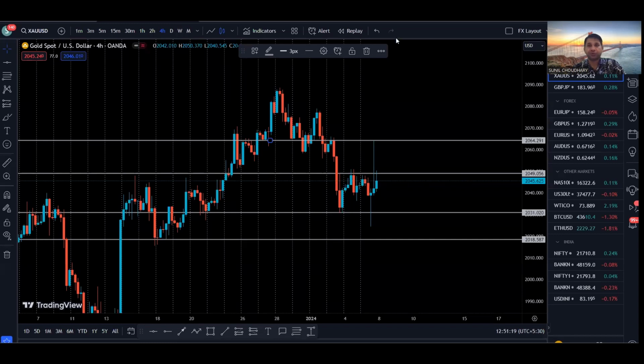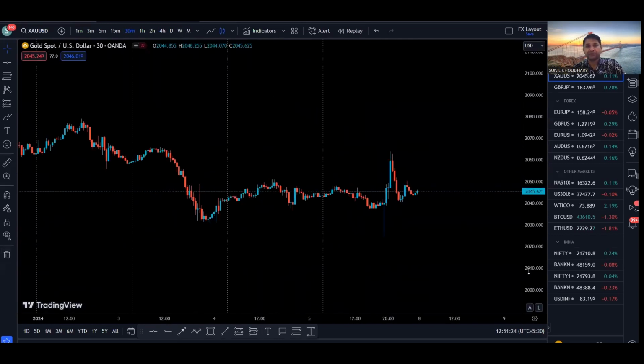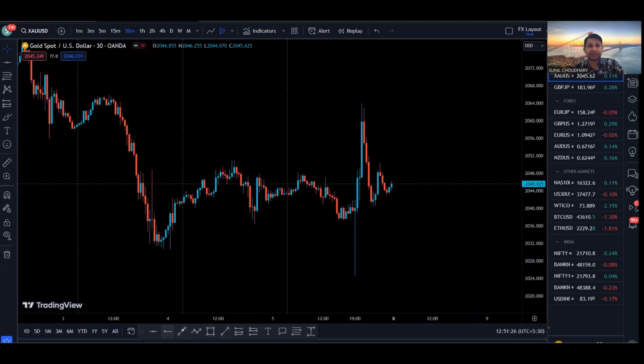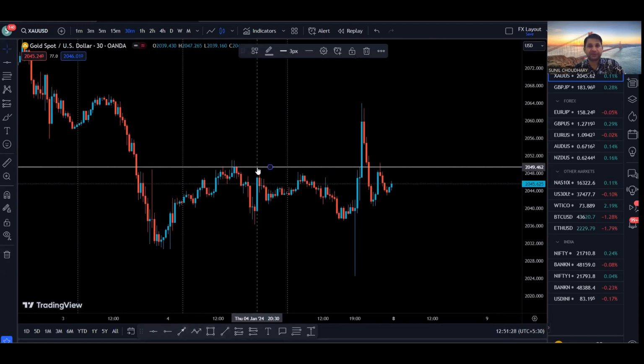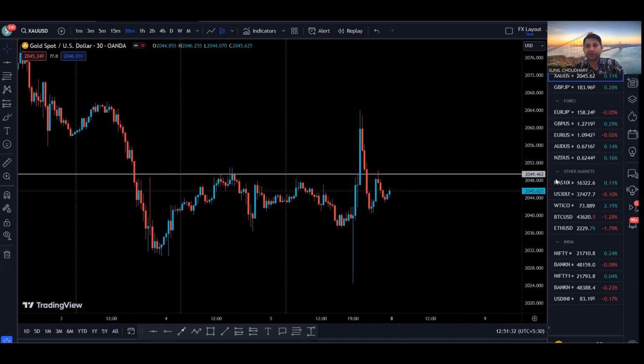Now let's go to the 30 minutes time frame, and let me clear all these lines. On the 30 minutes, we can see that we have this resistance, which was a strong resistance at one point, and then what happened? We broke all these resistances, created a new high, and then the price came back below this resistance. So price broke above this resistance, and we closed back into the range.